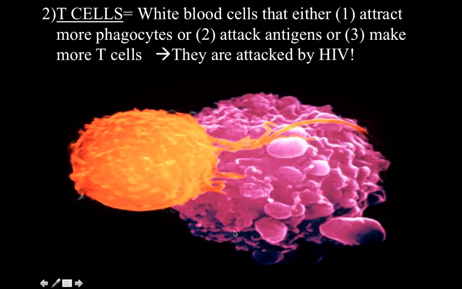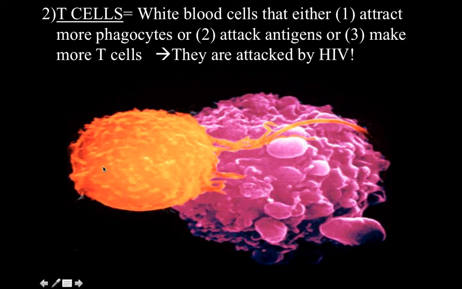And then we also have T cells, which you may have heard before, because they are attacked by HIV and are involved with the disease AIDS. So these are white blood cells that can do three different things. They can attract more phagocytes, so they can like call for help. They can attack different antigens on their own, or they can make more T cells and then do more of those other two things. And again, they are attacked by HIV.